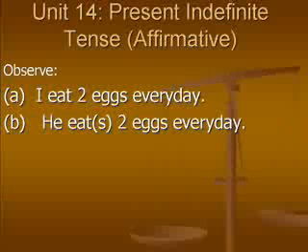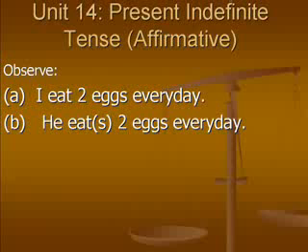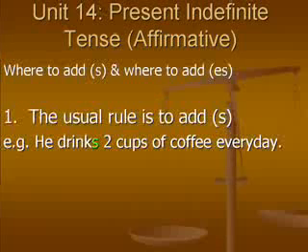And observe sentence B. He eats 2 eggs every day. So in this sentence, he eats 2 eggs every day, we have added s with the first form of verb eat, because the subject is third person singular. So always remember this rule, that when you have third person singular as a subject, you must add s or es with the main verb. This rule of adding s or es is only for third person singular, and it does not apply to other persons. Here a question arises, with which verbs we add s and with which verbs we add es?